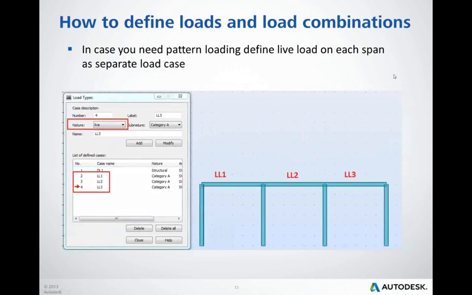In Robot, there is no automatic pattern loading generation, therefore you need to define live loads for each of the spans of the continuous beams as separate load cases. Then you can use automatic generation of code or manual combinations to have all possible load schemes. Mind that for multi-story buildings, you may want to group live loads to avoid an excessive number of automatic or manual combinations.